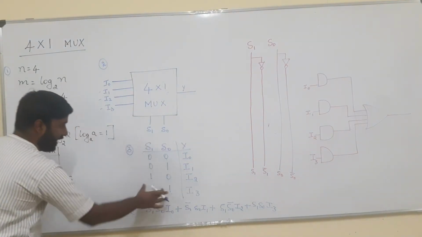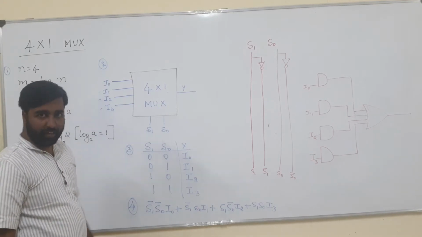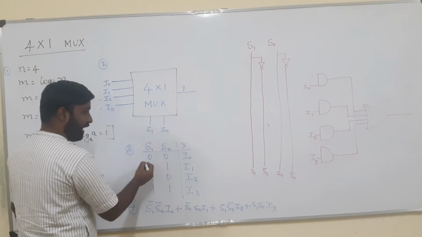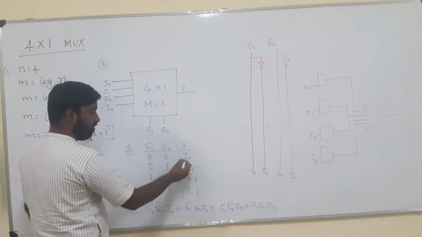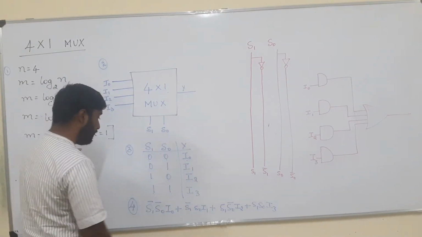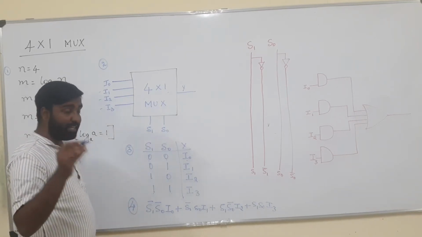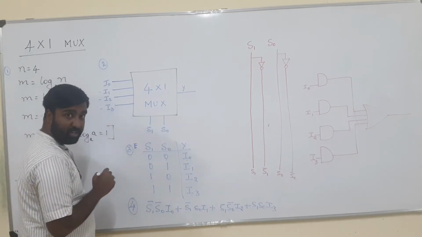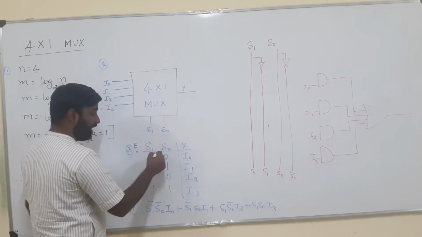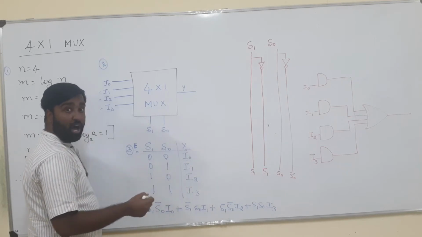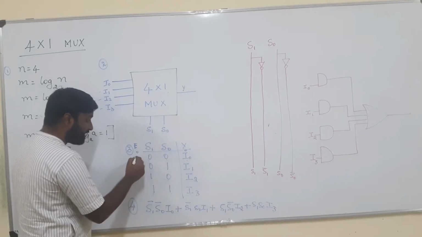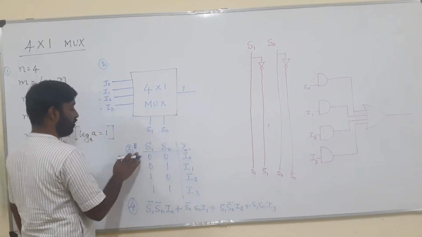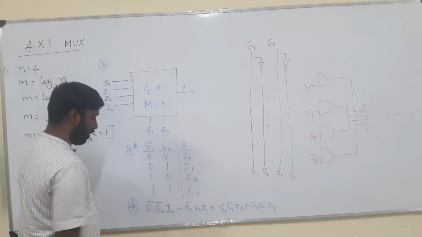Now after writing this, we need to write the output equation. How to write the output equation? It's very simple. Here I have 0 0, and for 0 0, I have my I0. Another concept, guys, please remember: there can be an enable pin here. If enable is 0, for any input value your output will be 0. Assuming that for all these cases my enable is 1, please keep that in mind and you can go ahead with the problem now.